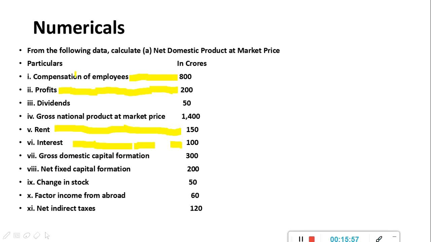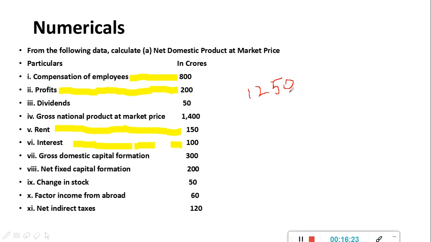Only compensation of employees is given, and the components of operating surplus are given. Profits 200, rent 150 and interest 100. So we will add all of them, 800 plus 200 plus 150 plus 100. The value of net domestic product at factor cost will be 1250.